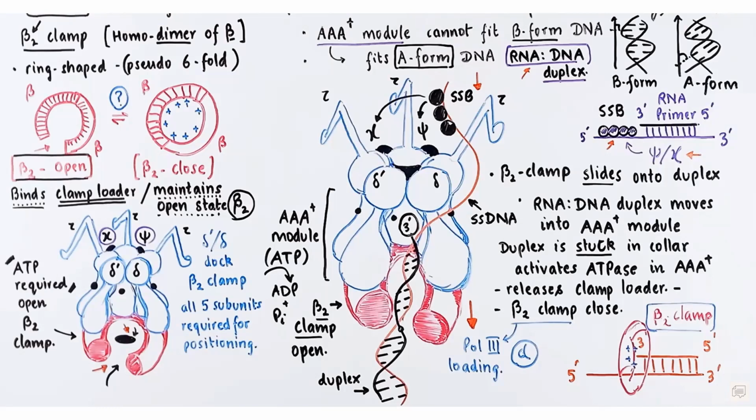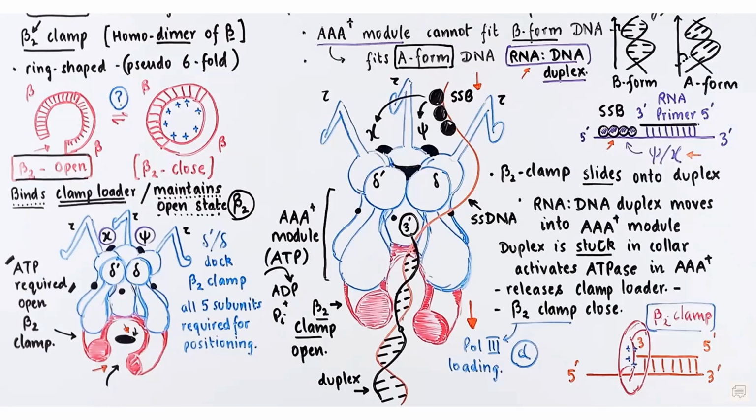A more interesting way: the open state of the beta 2 clamp, you can see in the bottom structure, where the tau complex is our primary clamp loader complex. The competency of the clamp loader to bind the beta 2 clamp, or to keep it in the open state, comes from the fact that ATP must be bound at the AAA plus domain.